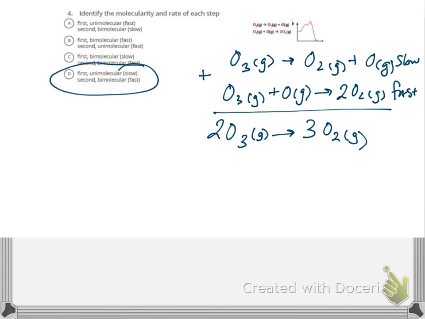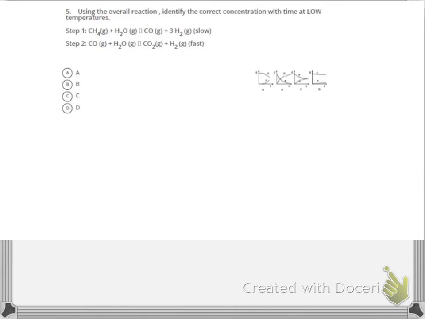So we see that only one substance was involved in the first reaction, so the molecularity is unimolecular, first order. And the second reaction, which is the fast step, was bimolecular, involving two different particles. The last question asked to identify what would be the concentration versus time of the chemical reaction at low temperatures. So that's just a way to ask you a variety of questions coming from Unit 5, Module 2.